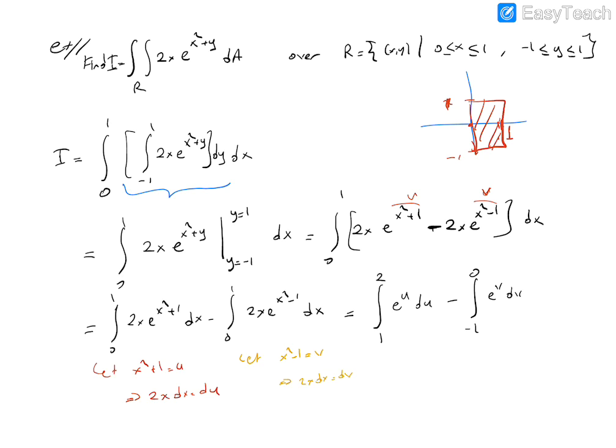Integral of e to the power u is e to the power u. So u changes from 1 to 2. Minus, the integral of e to the power v is e to the power v. v changes from -1 to 0. So e squared minus e to the power 1 minus e to the power 0 minus e to the power -1 is our answer, okay? You can say that e squared minus e minus 1 plus 1 over e is the answer, okay?